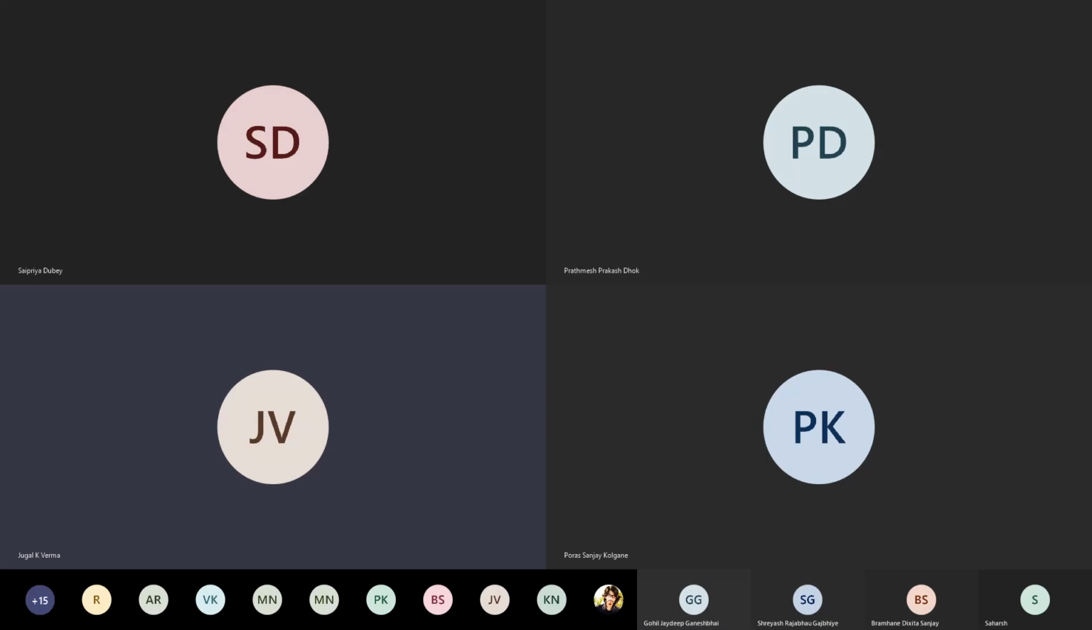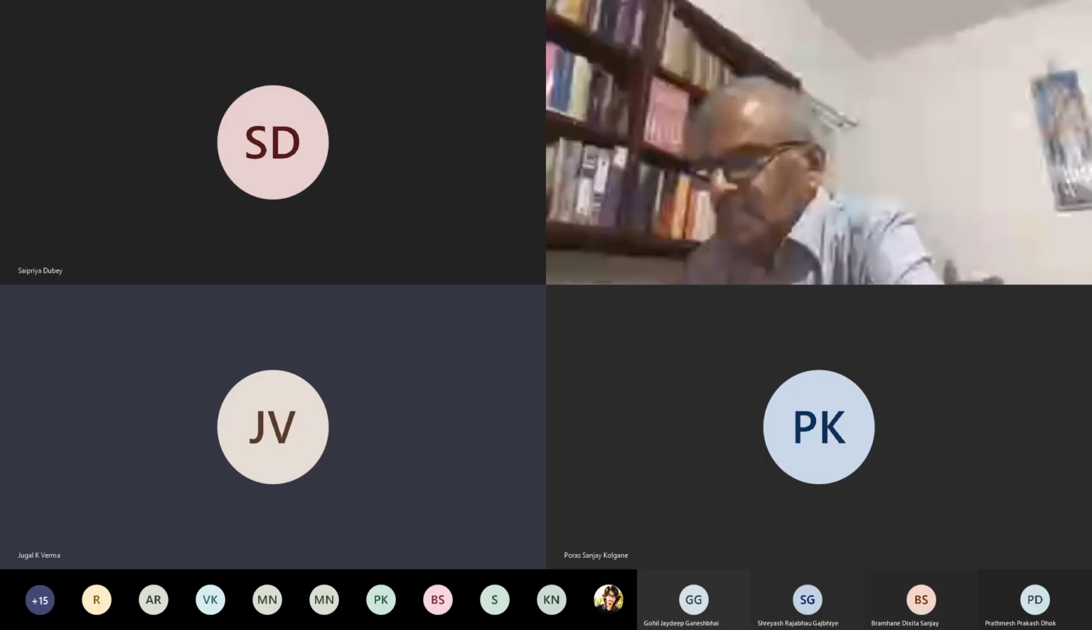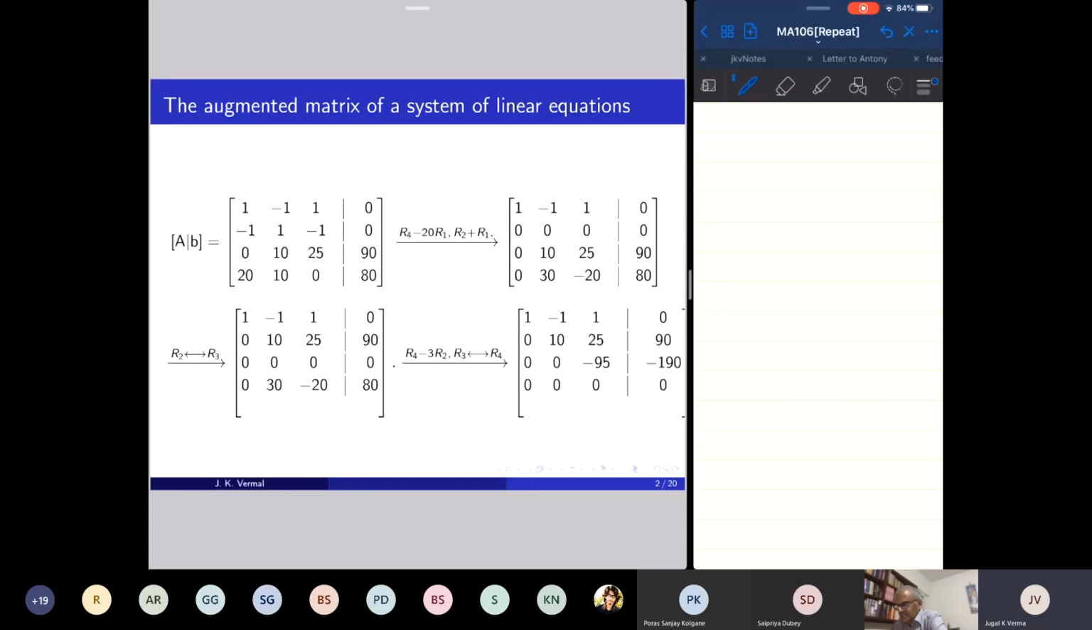So we simplify the augmented matrix to convert this into an upper triangular matrix and write a new system of equations, and that simplifies our task of finding the solutions. Okay. So this leads to the concept of row echelon form of a matrix.